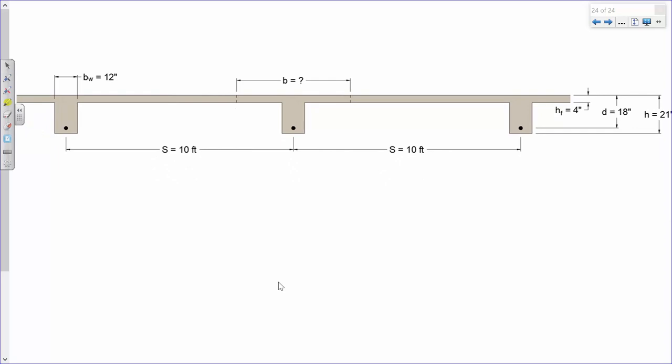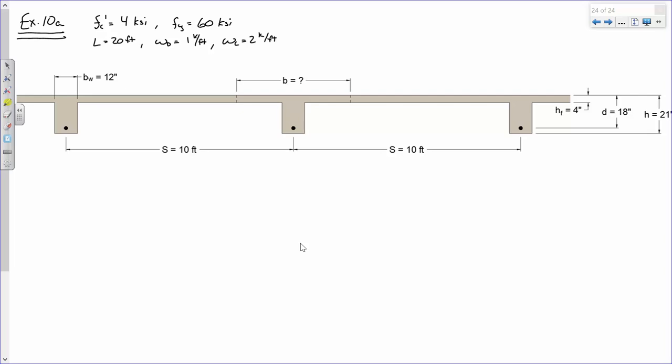Okay. So this is example 10A. Now, we know that FC prime is 4 KSI. We know that FY is 60 KSI. We know that our span length is 20 foot. And we know that our dead load that's superimposed is 1 kip per foot, and our live load is 2 kips per foot, right? And those are our system parameters.